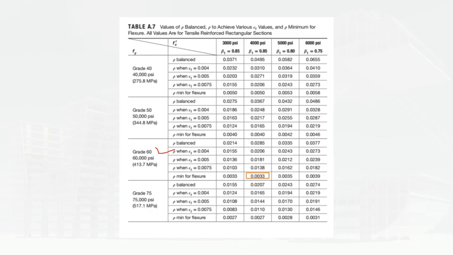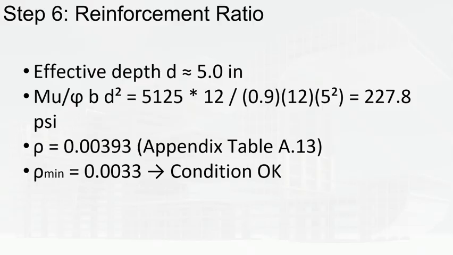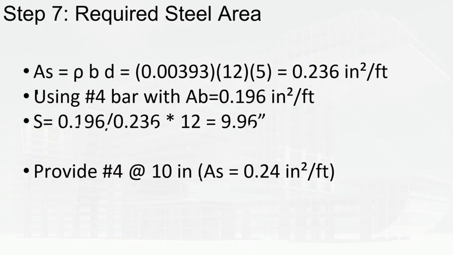In case your area of steel was lesser than the rho minimum, then you would have to use the rho minimum value. But now that the rho value is actually greater than the rho minimum, you need to use the rho value. I hope you guys got that. Rho minimum is 0.0033 and the rho value is 0.00393. All right, let's go ahead.